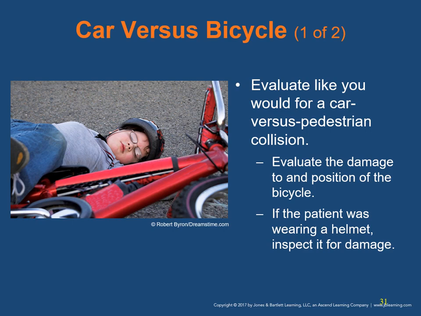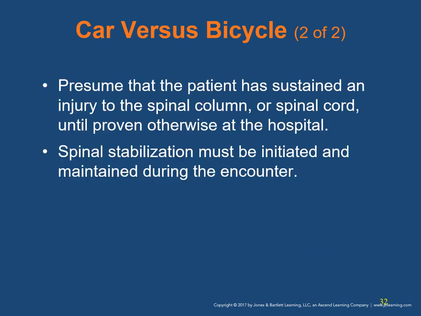Car versus bicycle. Evaluate the MOI in much of the same manner as car versus pedestrian crashes. Evaluate damage to and the position of the bicycle. If the patient was wearing a helmet, inspect it for damage. Presume that the patient has sustained an injury to the spinal column or spinal cord until proven otherwise at the hospital. Spinal stabilization must be initiated and maintained during the encounter.